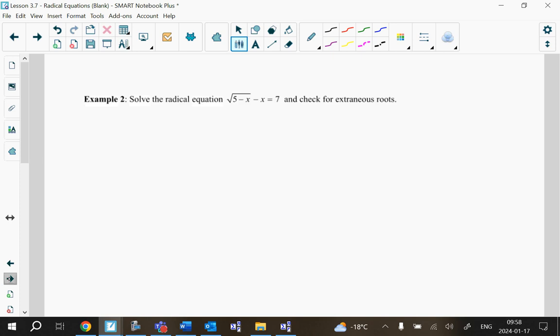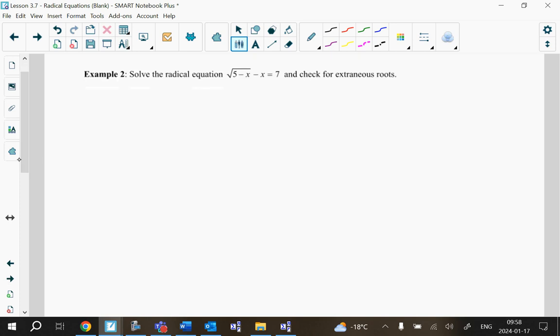This one. When you're asked to solve a radical equation, you'll be given the equation, and you'll always be given this: check for extraneous roots. Don't forget to do that. It's part of the solution.